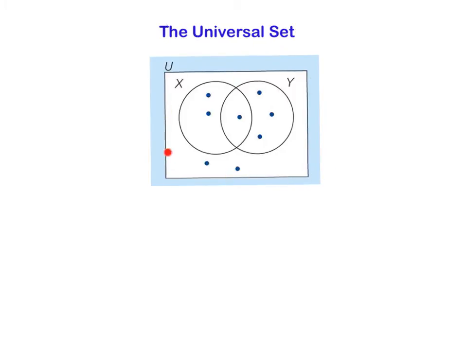So we have a rectangle, and the symbol for universal set is capital U, and then we have set X and set Y in the rectangle, in the universal set. So every single element in X and in Y is also an element of the universal set. In this case we have 6 elements in sets X and Y, and we also have 2 elements outside X and outside Y, but they are elements of set U, the universal set.